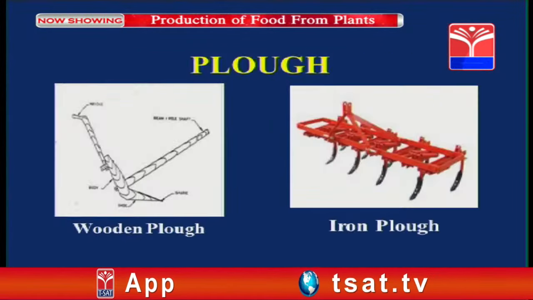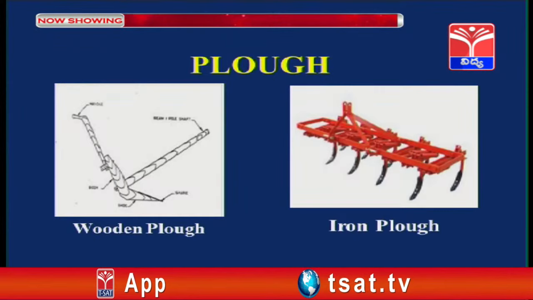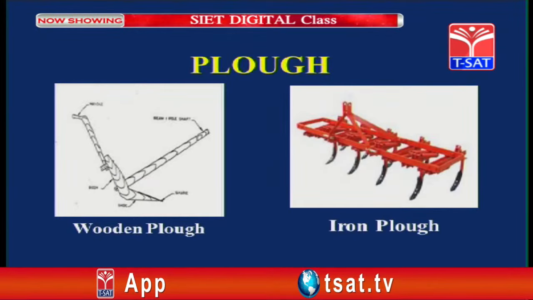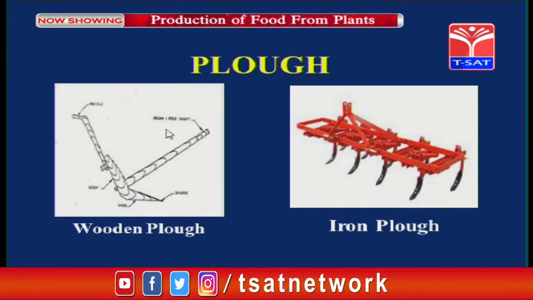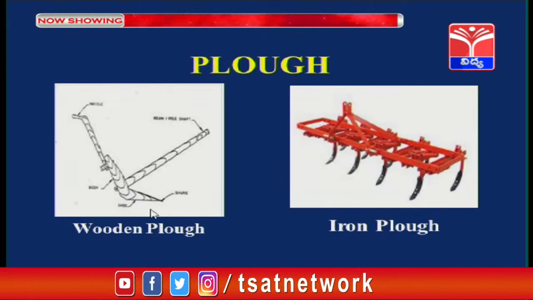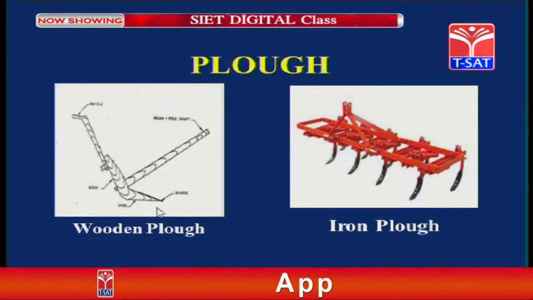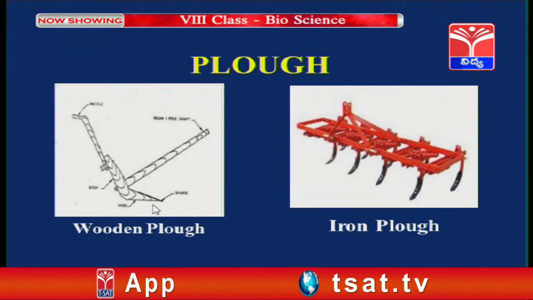It is done with a plough only, isn't it? This plough is made of either wood or iron. See here, children, in these pictures, this is the wooden plough. Completely it is made of wood and only here a point is present. That point, the nail, is made of iron.